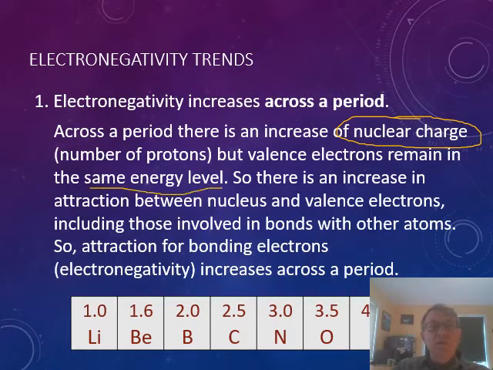That's important because the energy levels are like shells of an onion at increasing distances from the nucleus. So if they're in the same one, they're roughly at the same distance from the nucleus. So there is an increase in attraction between the nucleus and the valence electrons, including those involved in bonding with other atoms. That's the crucial thing when you're talking about electronegativity. So the attraction for bonding electrons increases across a period, going from 1 to 4 in this particular period, period 2.